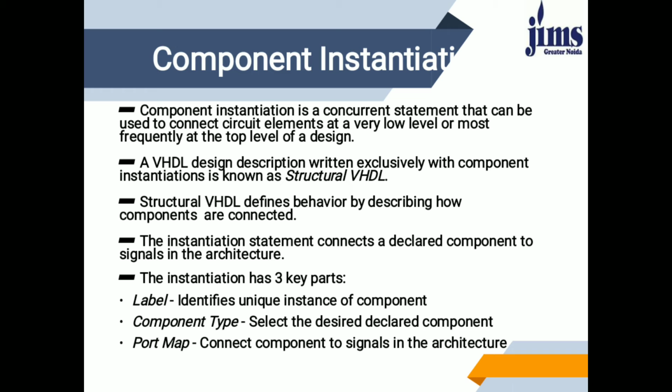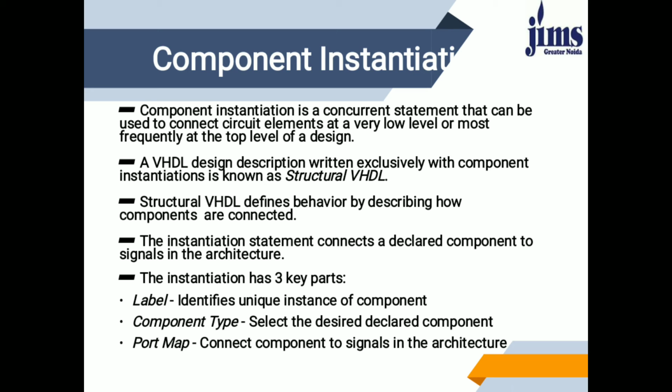A component instantiation statement connects a declared component to the signals in the architecture. Structural VHDL defines behavior by describing how components are connected. So mainly component instantiation has 3 parts. One is the label, second is the component type, whether it's an OR gate, AND gate, whichever is used. Then the port map. Here, what is the label? Label is used to identify a unique instance of the component, whereas component type selects the desired declared component.